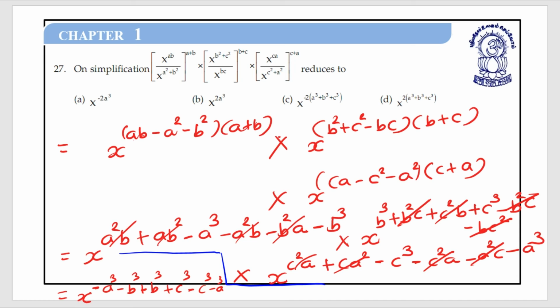So minus a cube minus b cube plus b cube plus c cube minus c cube cancel. So remaining is x raised to minus 2a cube. So option A is the right answer of question number 27.